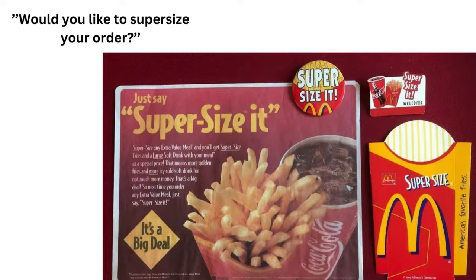Would you like to supersize your order? Would you like to supersize your order is a phrase often used in fast food restaurants to offer customers the option to upgrade their meal to a larger size. By supersizing, customers typically receive a larger portion of food and a larger drink. This phrase is used to promote upselling and increase sales by tempting customers with the idea of getting more value for their money. However, it is important to consider the potential impact on health, as larger portion sizes can contribute to overeating and unhealthy eating habits.